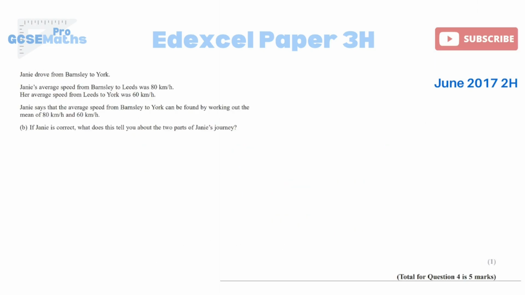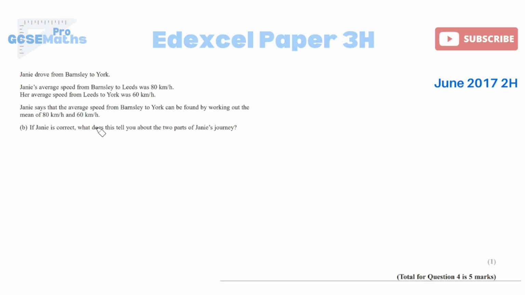For part B, we have Janie drove from Barnsley to York. Janie's average speed from Barnsley to Leeds was 80 kilometres per hour. Her average speed from Leeds to York was 60 kilometres per hour. Janie says that the average speed from Barnsley to York can be found by working out the mean of 80 kilometres per hour and 60 kilometres per hour. If Janie is correct, what does this tell you about the two parts of Janie's journey?